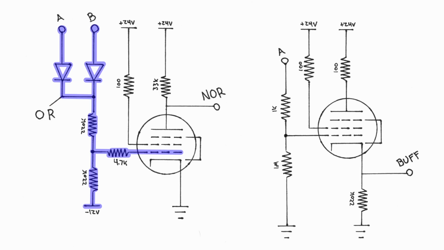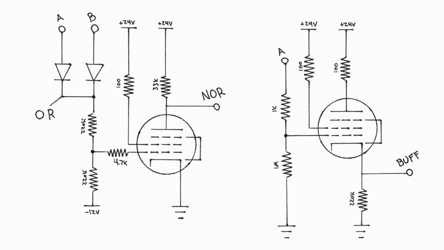And so if both A and B are low, the minus 12 volts pulls the grid to a negative potential, and that blocks any electrons from flowing through the tube, and then the plate is pulled up to 24 volts through this 33,000 ohm resistor here. If one or both of the inputs go high, it now pulls our grid to a higher potential, which allows electrons to flow from the cathode to the plate, and that pulls the plate down to a low voltage level. And so that's how we get OR and NOR.